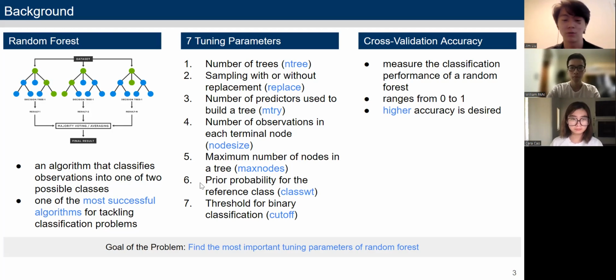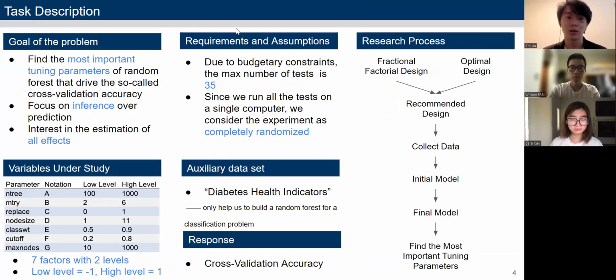The goal of the problem is to find the most important tuning parameters of random forest. And to do it, we will want to also focus on inference over prediction, and we're interested in the estimations of all effects. The codings are as shown below, and for our requirements due to budgets, our maximum number of tests is 35. We also assume our designs to be completely randomized, and our auxiliary data set is the diabetes health indicator one.